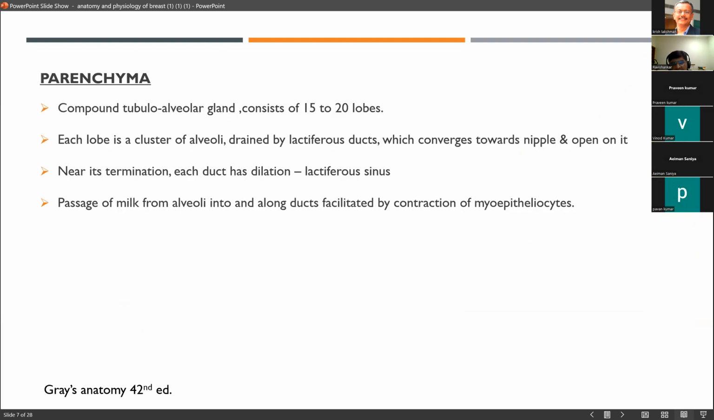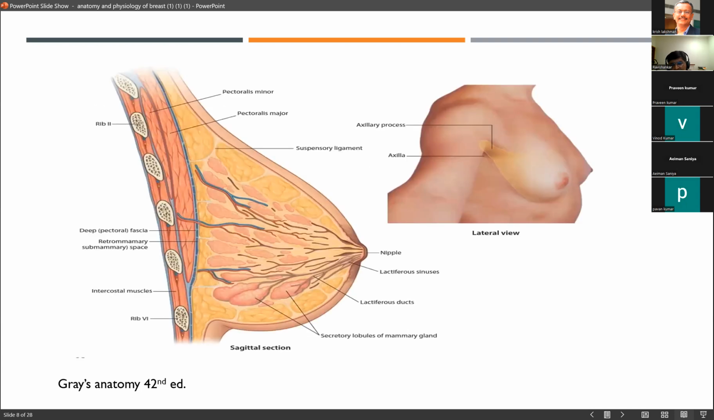Coming to parenchyma of breast, it consists of compound tubulo-alveolar gland that consists of about 15 to 20 lobes. Each lobe is a cluster of alveoli, and it is drained by lactiferous ducts which converge towards the nipple and open on the superior surface of nipple. Near the termination of the lactiferous ducts, each duct has a dilation, that is lactiferous sinus. And the passage of milk from alveoli into and along the ducts is facilitated by the contraction of myoepithelial cells.